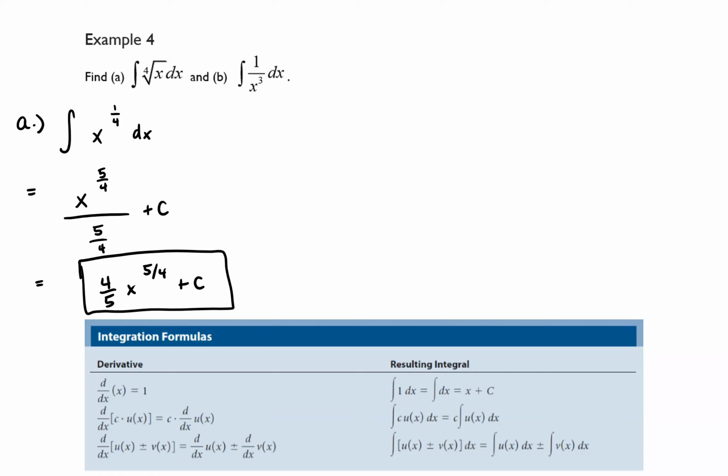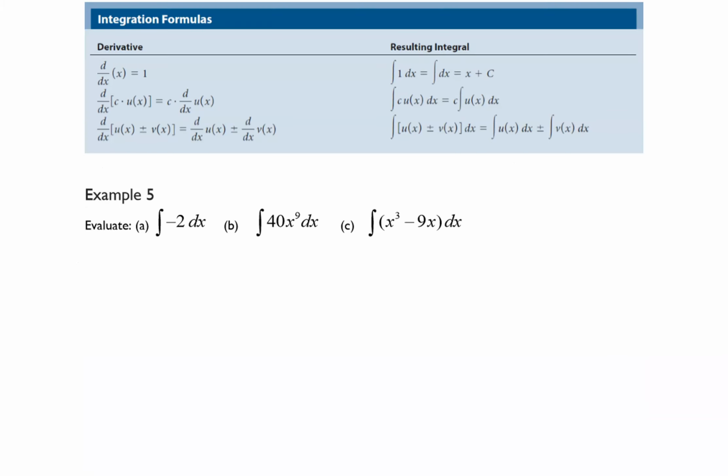Again, I will leave it up to you to take the derivative of that and make sure that your answer checks out. For part B, I'm going to rewrite this as x to some power, which is going to be negative 3 in this scenario. So if we increase the power by 1 and then divide by that new power, we would get x to the negative 2 divided by negative 2 plus c. And that is our answer for that one.